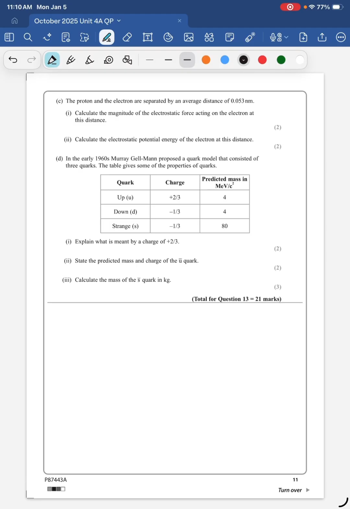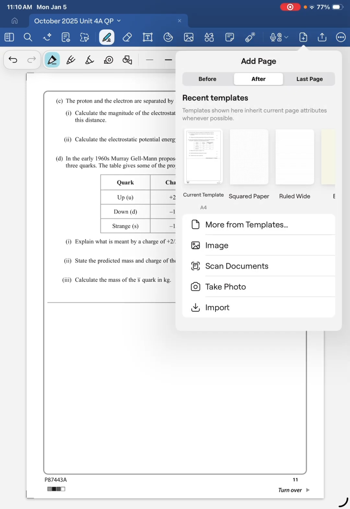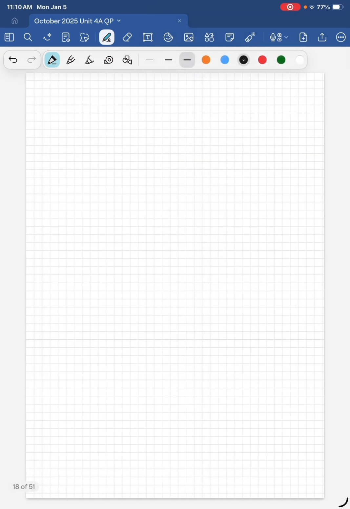Okay, part C. The proton and the electron are separated by an average distance of 0.053 nanometers. Calculate the magnitude of the electrostatic force acting on the electron at this distance. Okay, this is a simple application of Coulomb's law. So the Coulomb force is going to be K times the charge of the proton, which is E, times the charge of the electron, which is also E, so E squared over R squared.